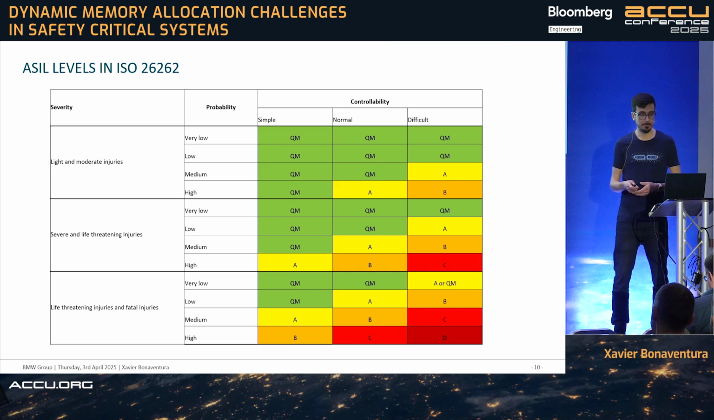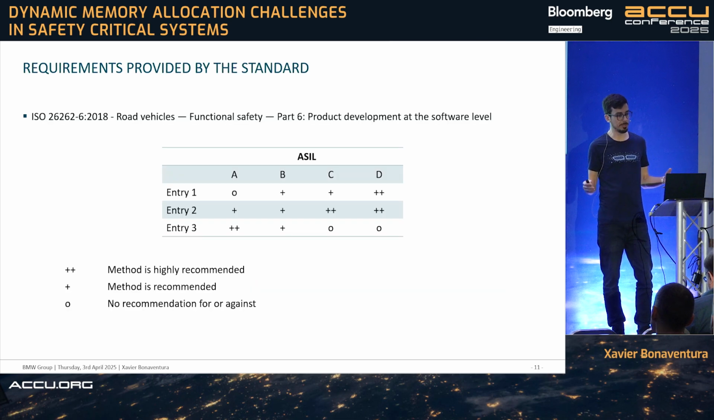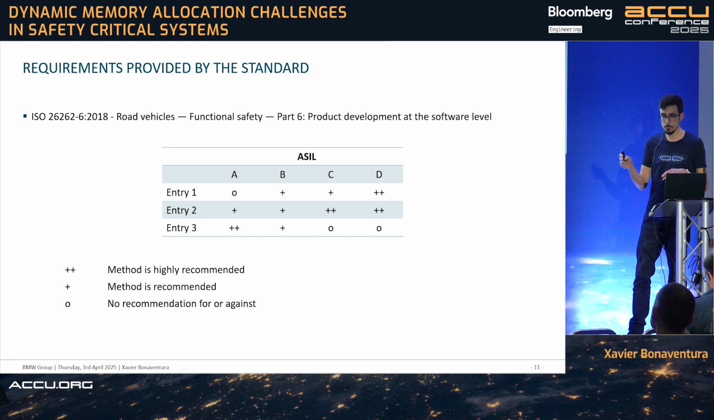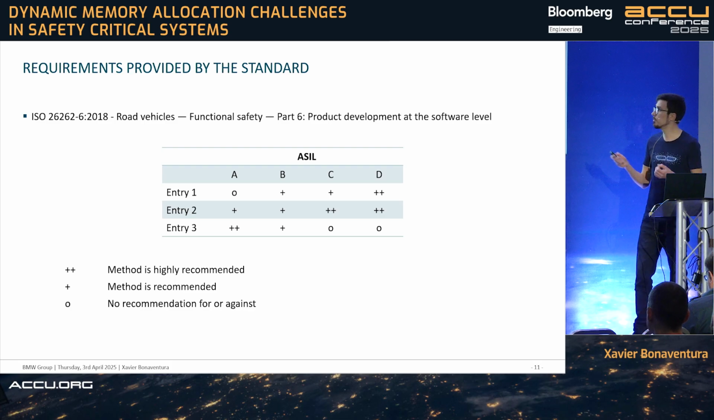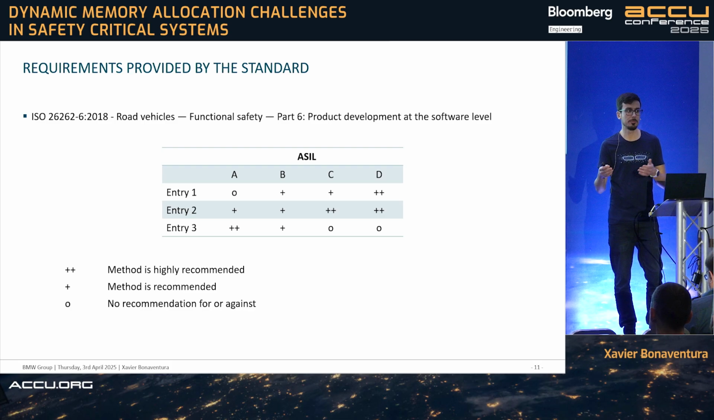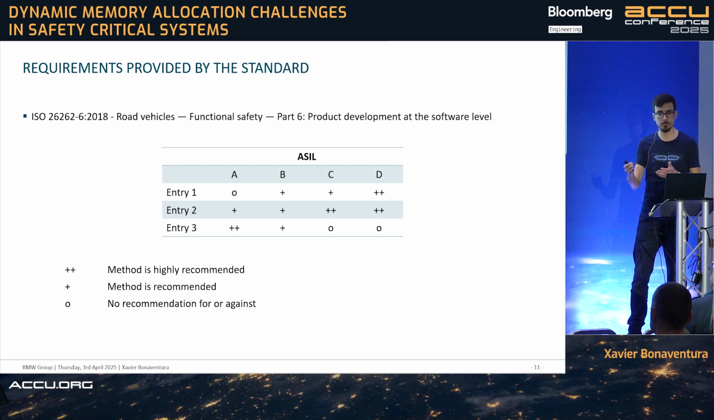Now, for you to understand, the standard is full of tables that tell you what you should do and what you should not do. They have markings with double plus, plus, and O that tell you if something is highly recommended, recommended, or not recommended against, nothing, where you can choose. And that depends on the criticality of the system. This already gives an impression that depending on the criticality, you will be more or less restricted.